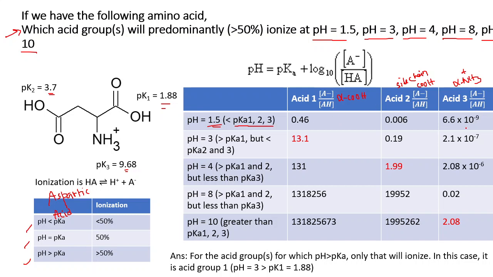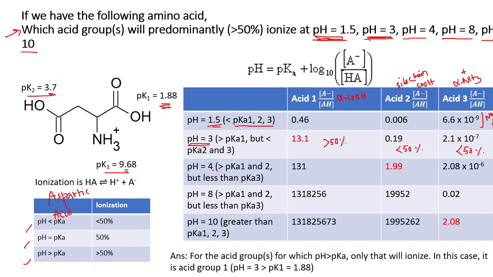Okay, and this is the actual calculation of it. But if you want to summarize, none of the groups will ionize more than 50%. At pH 3, okay, next one we want to consider the pH 3. At pH 3, it is just over pK1, but still less than pK2 and pK3. Right, so pK1 will ionize more than 50%, but these two are still less than 50%.